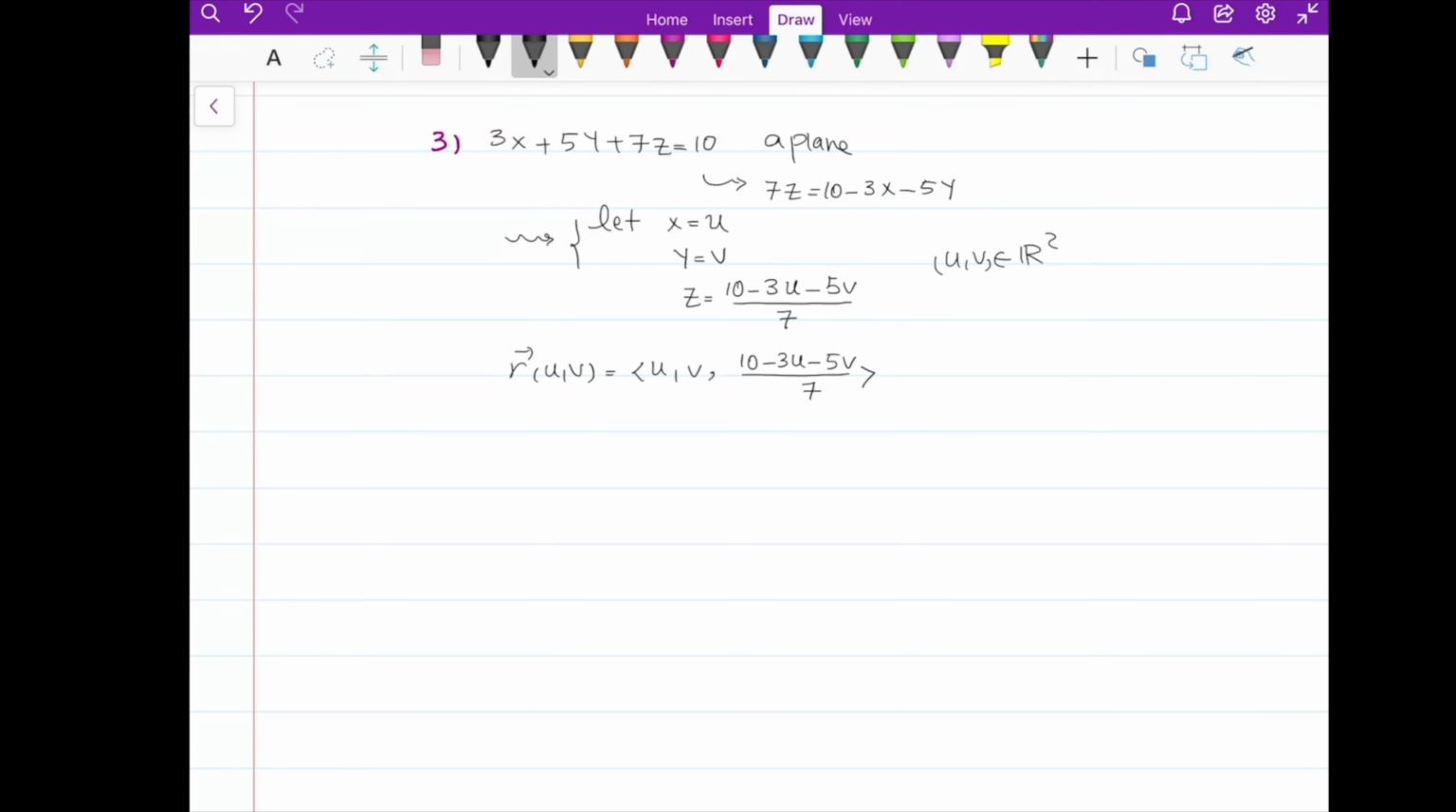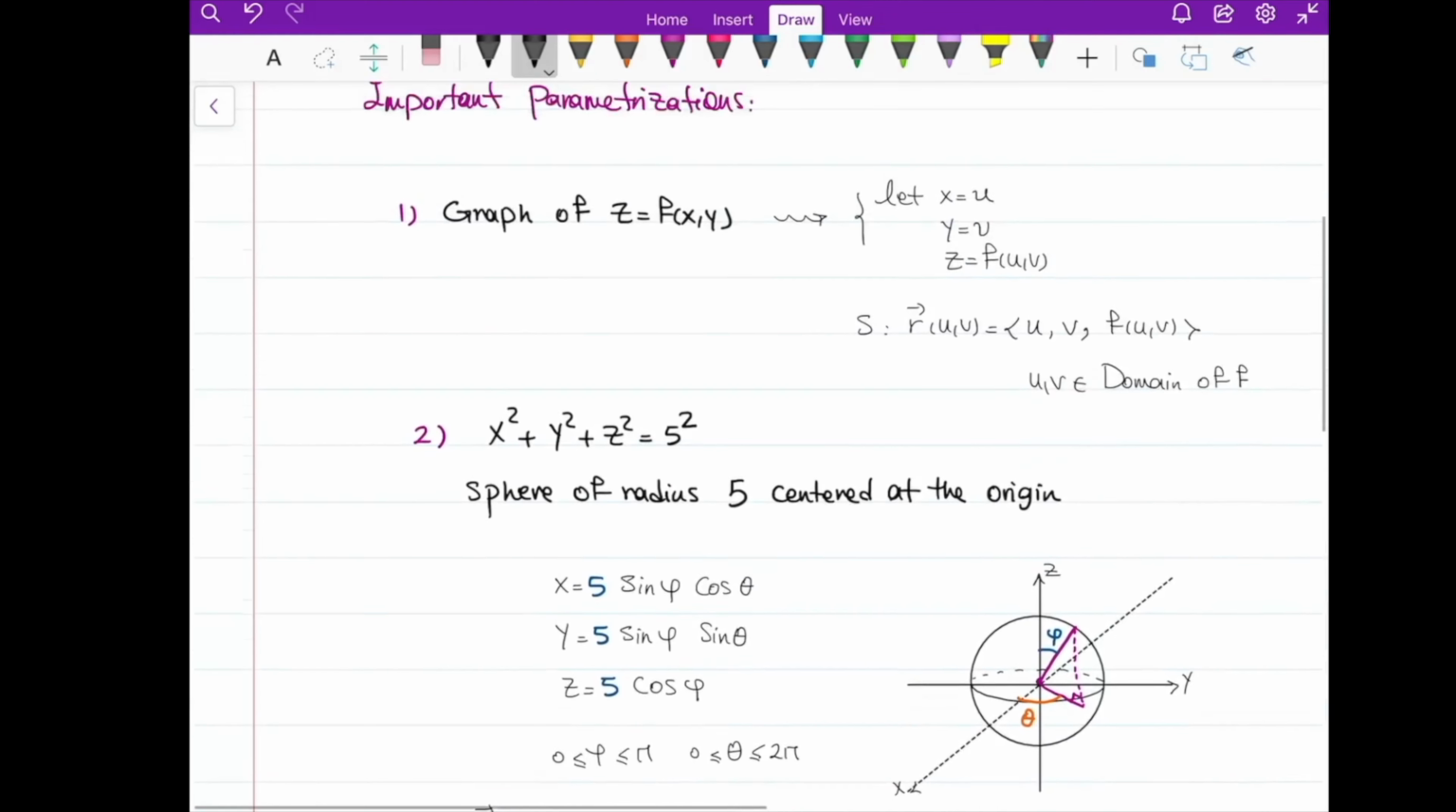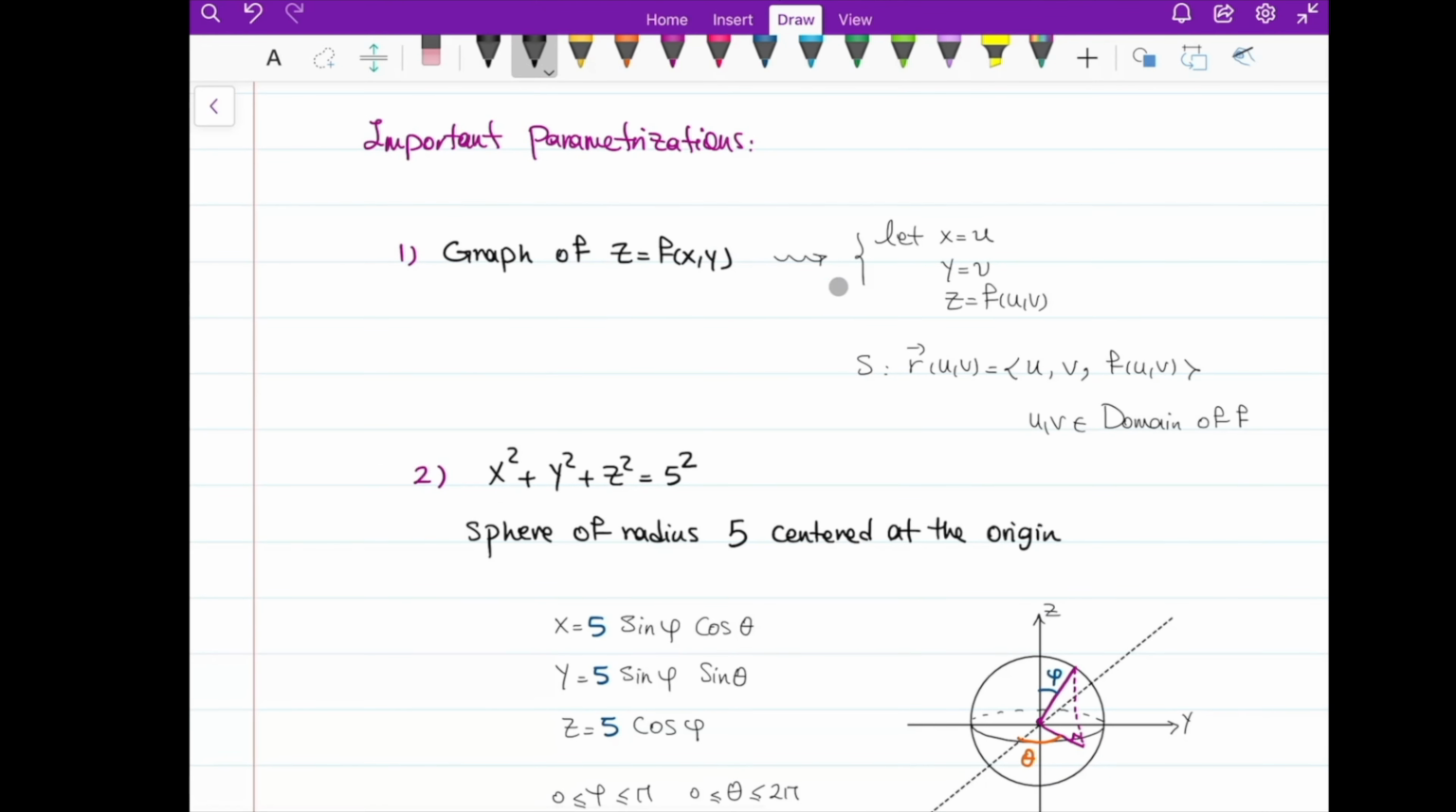This is basically an example for the general case that we talked about in here, that when you have z as a function of x and y, let x be one of them, y be the other one, and then write z.